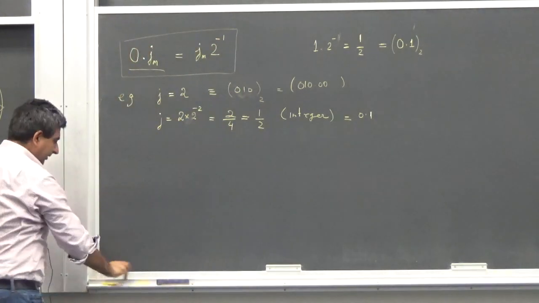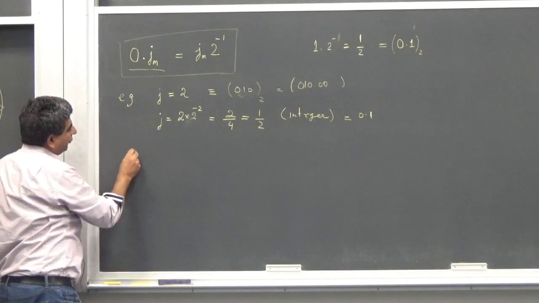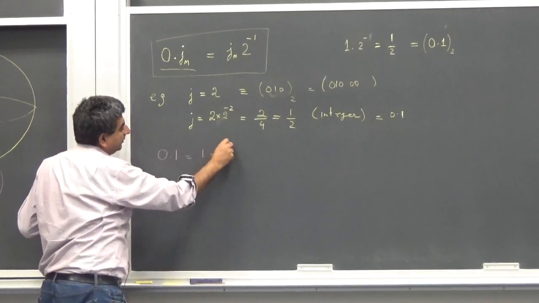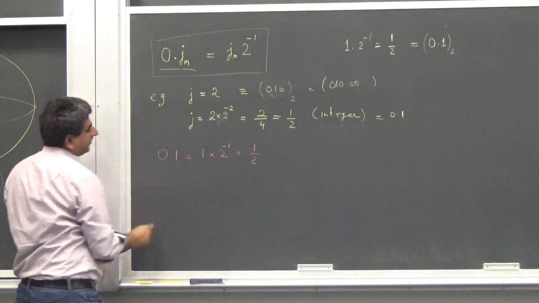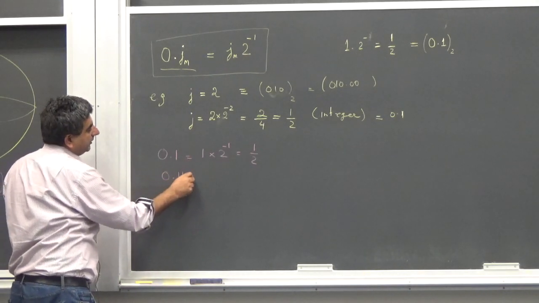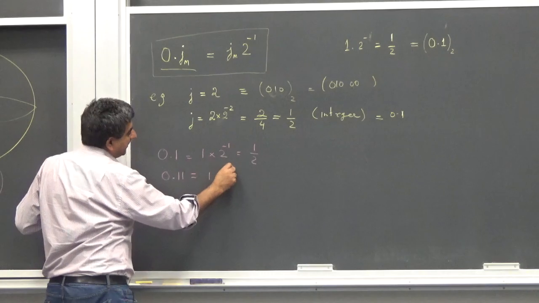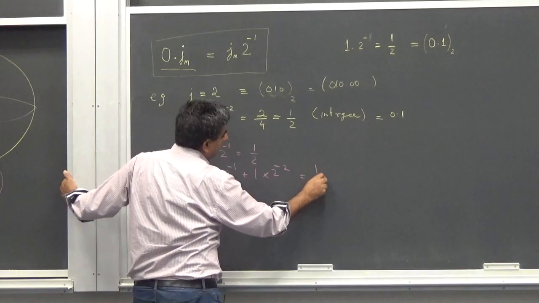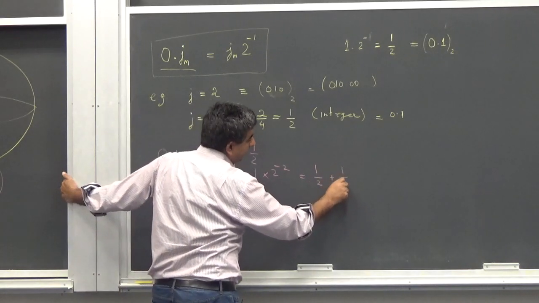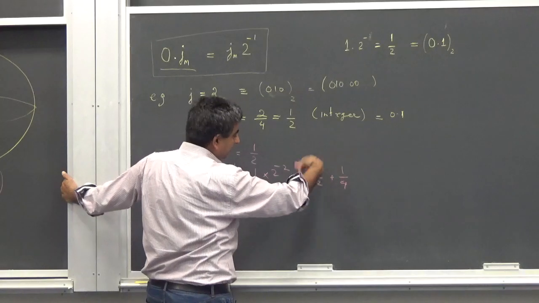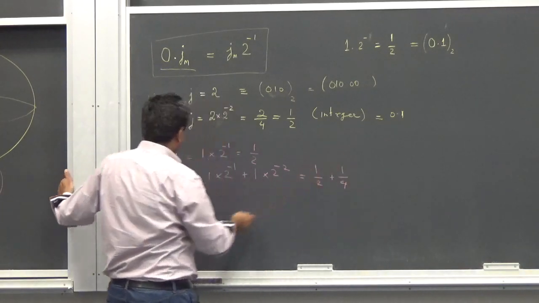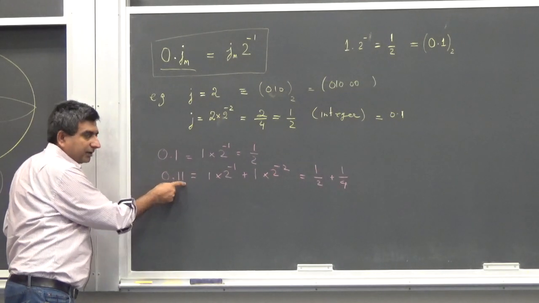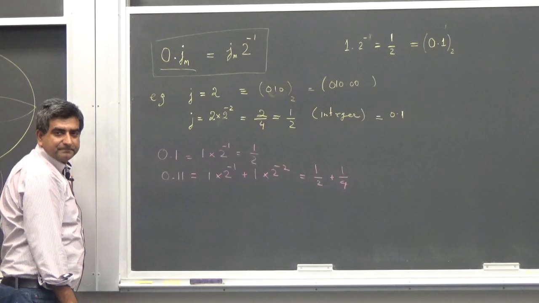For example, let's look at some examples. 0.1. This is 1 into 2 raised to power minus 1, which is 1/2. 0.11. This is 1 into 2 raised to power minus 1 plus 1 into 2 raised to power minus 2. This is 1/2 plus 1/4. So when I have this number in decimal form, it really means in binary form you would like to express this as 0.11. Alright?